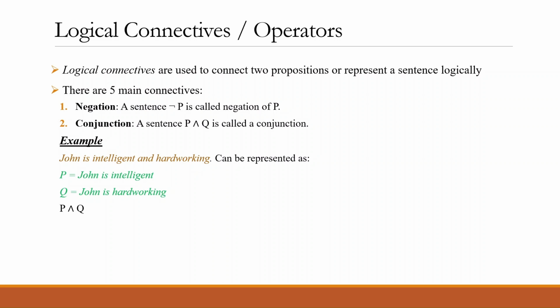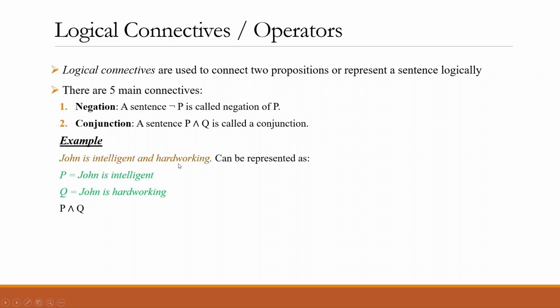There are 5 main connectives. The first one is negation. This sign that you see here is called negation. Negation P is called the negation of P. Conjunction: here we have the symbol for conjunction. P conjunction Q is called a conjunction. And here we have some examples.